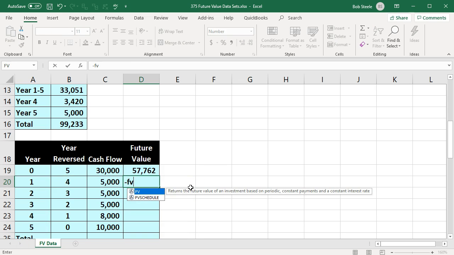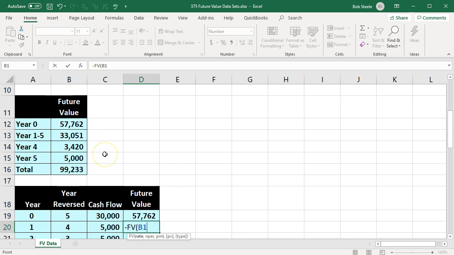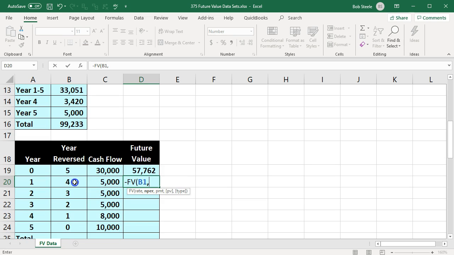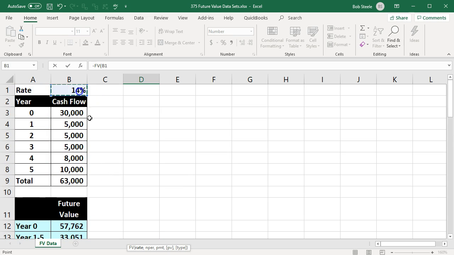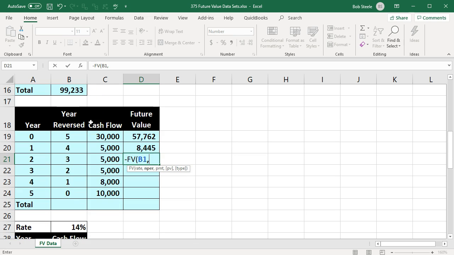So we got negative future value, double click the future value, the rate 14%, comma, the number of periods now 4, because we're in year 1, 4 years out to get to the 5 years, comma, and then we're going to say 0, comma, and the present value 5,000, enter. Negative future value, double click, pick up the rate 14%, comma, number of periods is going to be 3 now, comma, payment 0, comma, and present value 5,000, enter.